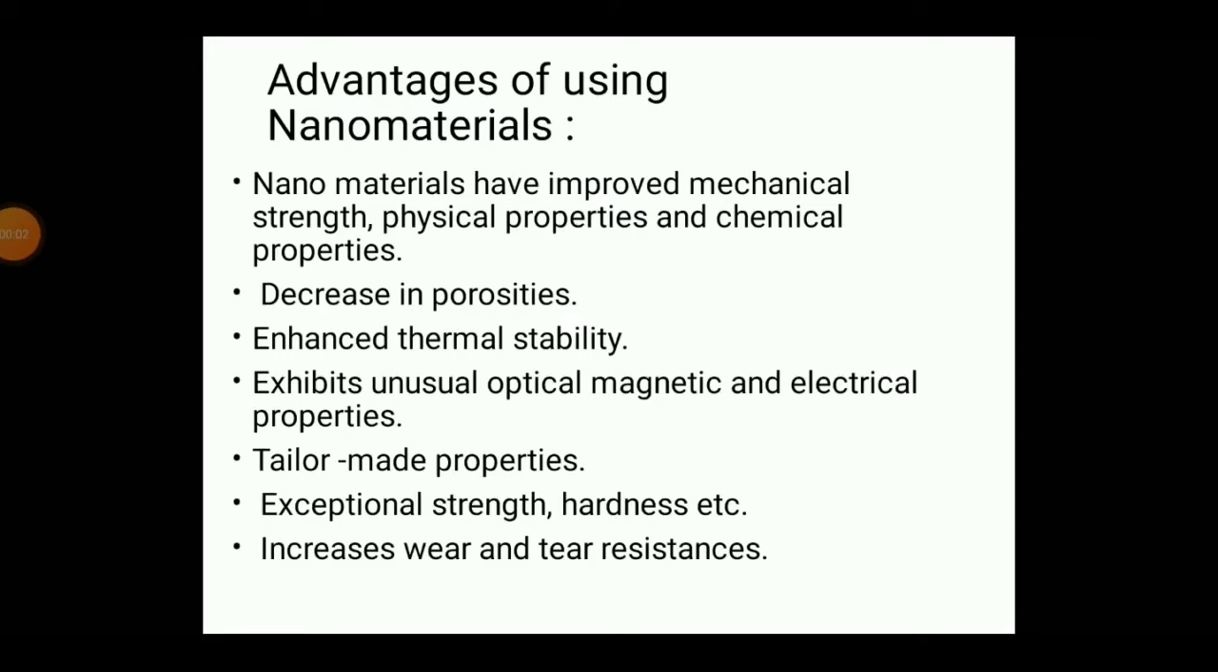So here we look into the advantages of using nanomaterials or nanoparticles. So first advantage is that nanoparticles or nanomaterials have improved mechanical strength, physical properties and chemical properties. That means the mechanical, physical and chemical properties are all enhanced. And then decrease in porosities. So what is porous? It means the ability to absorb fluid material. So when there is decrease in porosities, that means the nanoparticles will not have much ability to absorb fluids. So that means it is having decrease in porosities. And next, enhanced thermal stability. That means it is stable up to high temperatures.